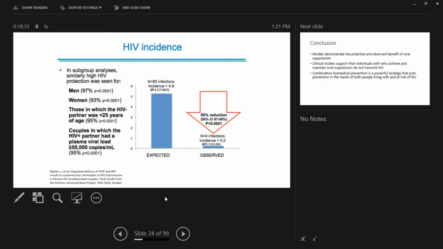Next slide, please. And what the study demonstrated was high levels of protection in men, in women, in those with high viral loads, et cetera. So they actually saw only 4 infections, significantly less than what's expected. But the stratification of this study is really important. The bottom line is that the 4 individuals who seroconverted in this study were in couples that were not using PrEP or antiretroviral therapy. So the high line statement is: any antiretroviral therapy, PrEP, or treatment in this study resulted in zero transmissions of HIV. Next slide.